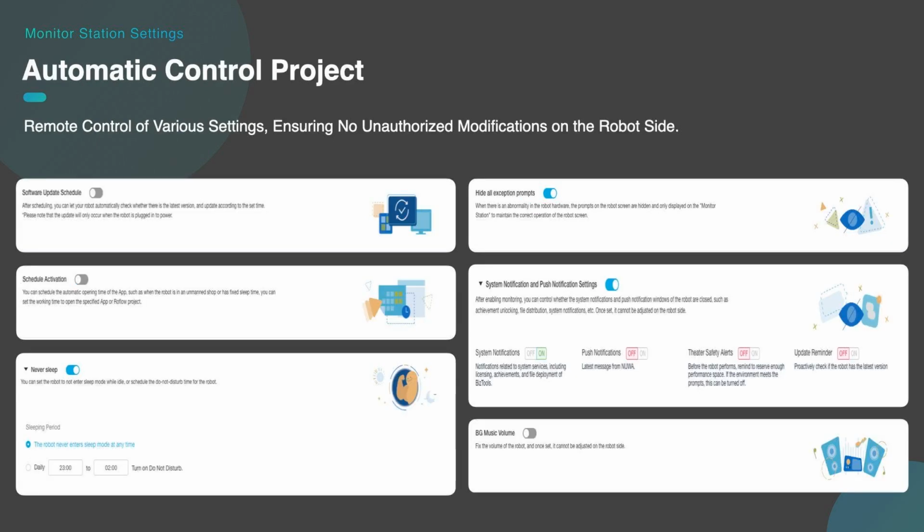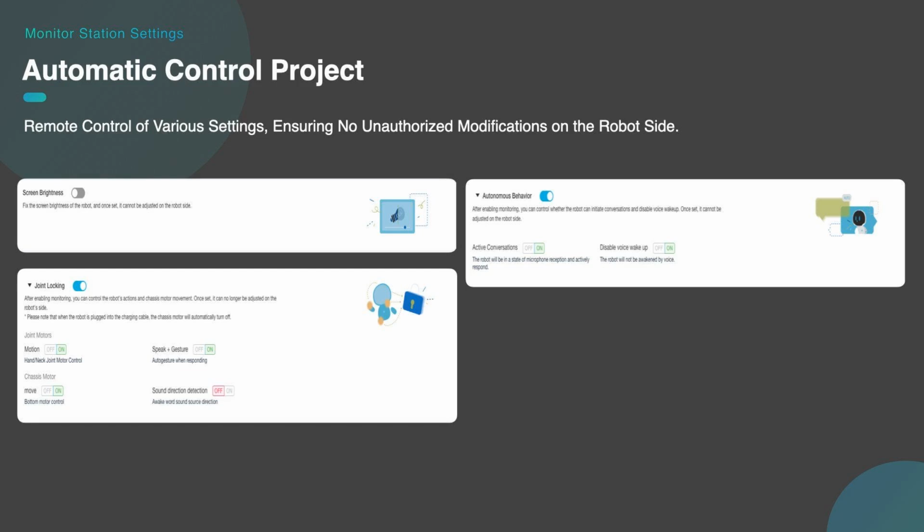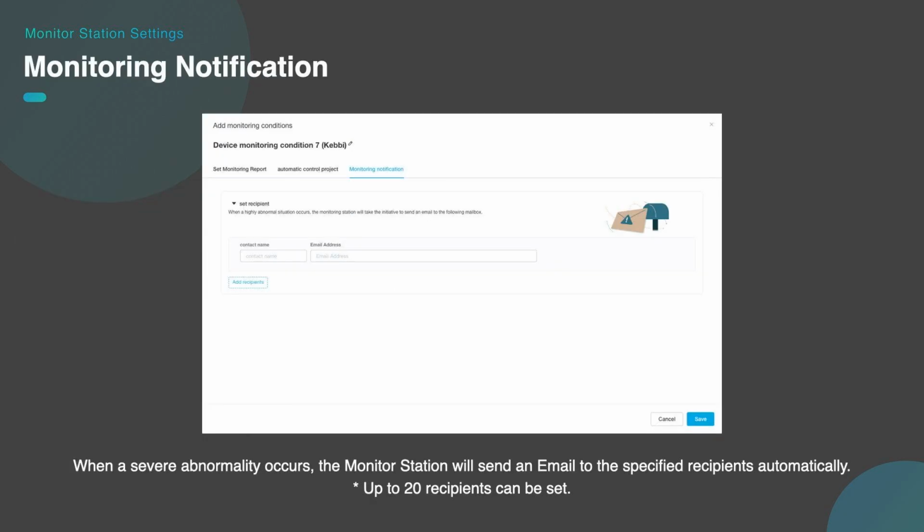In the Automatic Control Project, you can remotely control various settings of the robot to ensure no unauthorized modifications on the robot side. The settings that can be controlled include software update schedule, schedule activation, never sleep, hide all exception prompts, system notifications and push notification settings, BG music volume, screen brightness, joint locking, and autonomous behavior. In the monitoring notification, you can set up the recipients to receive system notification emails when a severe abnormality occurs with the robot. You can set up to 20 recipients.